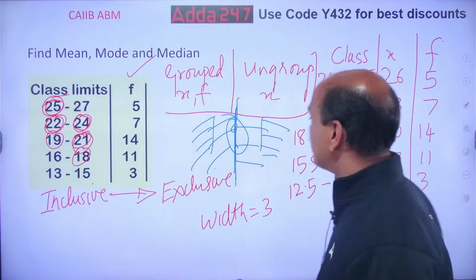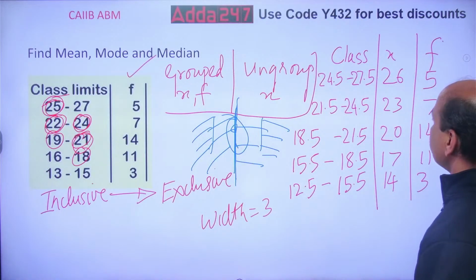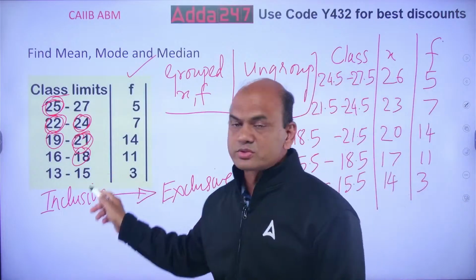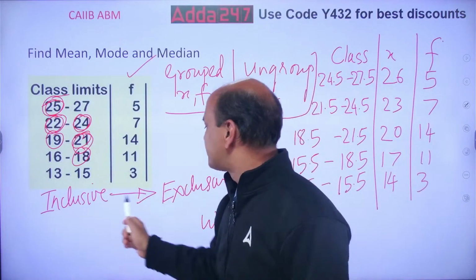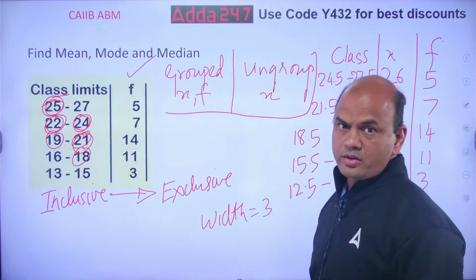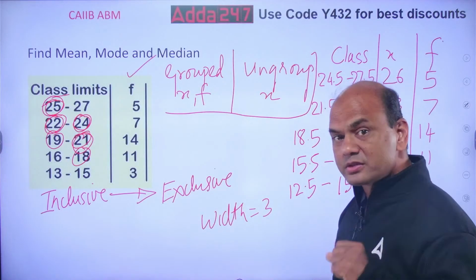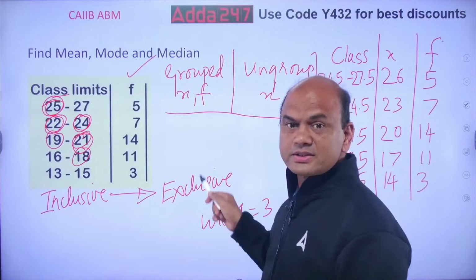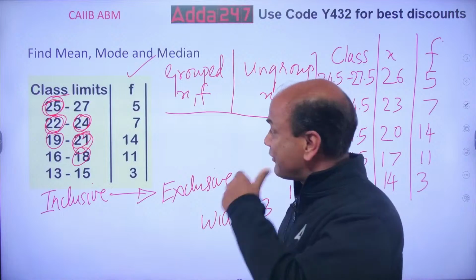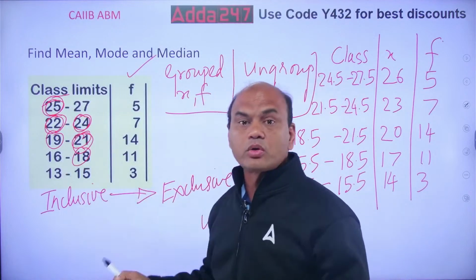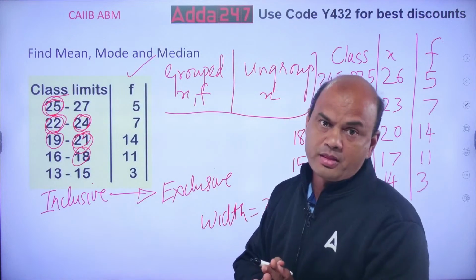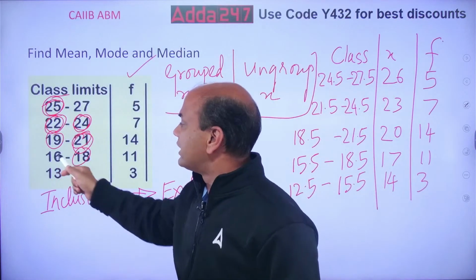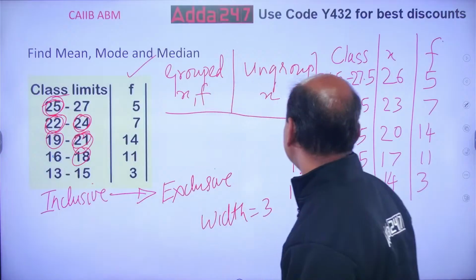In this, what you have to do is convert this. Everyone kindly note, you will have to convert this to an exclusive group, inclusive to exclusive. What is exclusive? Exclusive means a single line border. Just now I showed you, no? So I will have to convert this 15 and 16 to a common number. Now what is that common number? That common number means the average of 16 and 15.